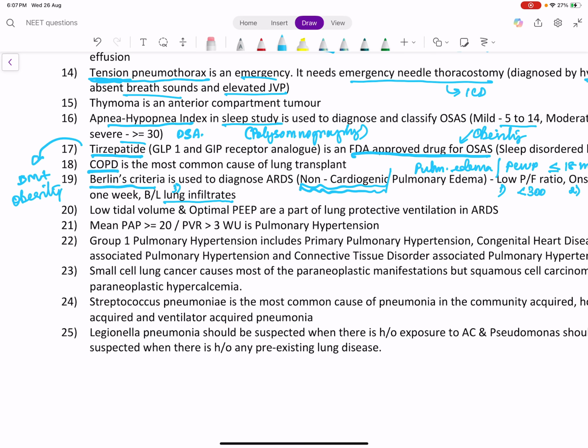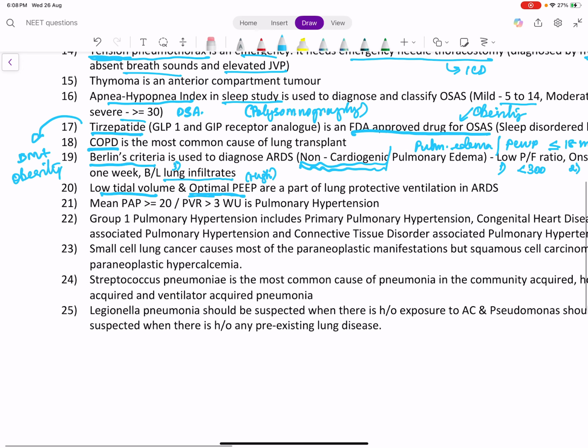So how will you treat ARDS? It is a ventilation strategy, that is low tidal volume and optimal PEEP. Some books say it is high PEEP, but the actual wording is optimal PEEP. So low tidal volume, high or optimal PEEP is the strategy, because this prevents volume trauma to the lung.